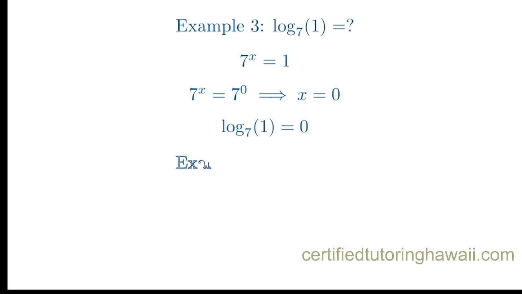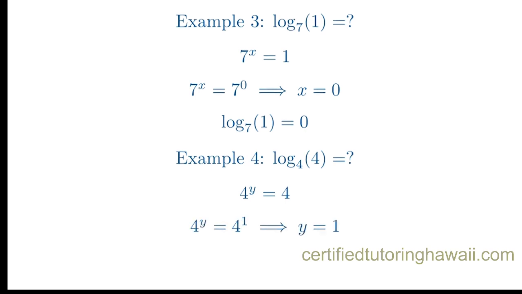Now for our second special case. Log base 4 of 4. Again, let's call it y. In exponential form, we have 4 to the power of y equals 4. To what power must we raise 4 to get 4? That's simply the power of 1. So 4 to the y equals 4 to the 1, which means y is 1. Generally, the logarithm of the base itself is always 1.